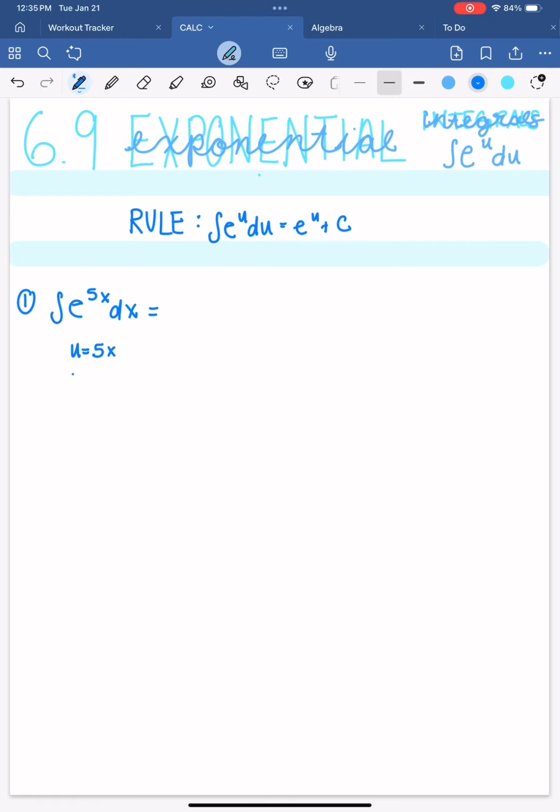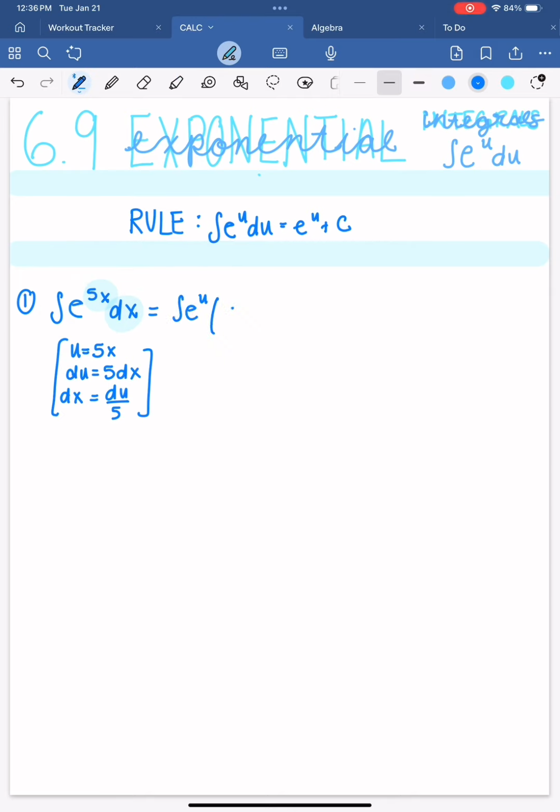Okay, so now u is going to be equal to 5x, du is equal to 5 dx, and then dx is going to be du over 5. Remember, we're only going to plug in for the exponent and the dx. So I'm going to highlight it here right now. All right, let's sub in.